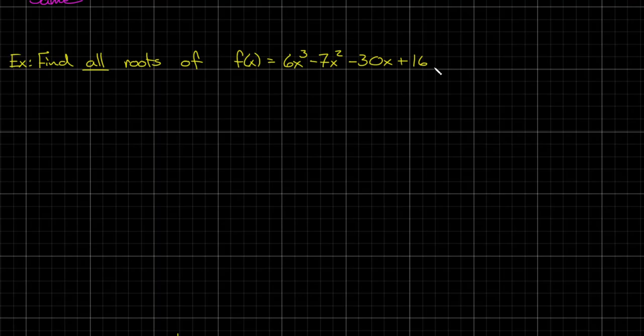Others? 1. 6 minus 7 is negative 1. Minus 30 is negative 31. Plus 16. Now, I think I messed up. Nope. That's also not 0. Negative 1. Negative 6 minus 7 is negative 13. Plus 30 is not negative 16. It's not 0. Like, there's an issue here, right? Like, we're just going to keep going pretty much forever. Would you agree? Yeah.